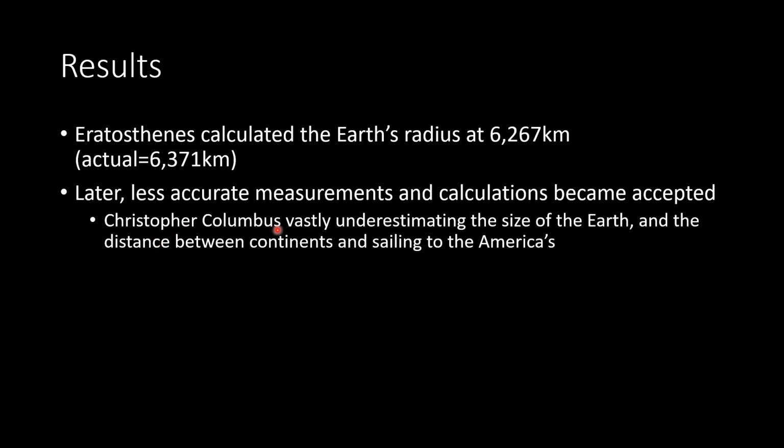Later, there were less accurate measurements and calculations that became accepted among the scientific community, or the philosophers, and the people who were actually using these measurements for navigation and planning trips. And this is one of the reasons that Christopher Columbus thought the planet was much smaller and his trip to India would be easier when he accidentally found the Americas.